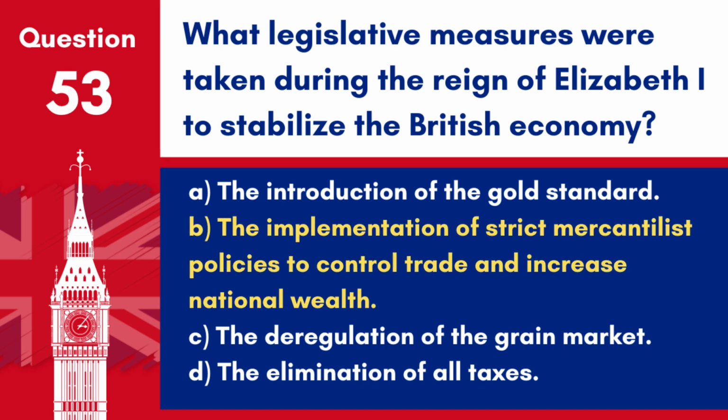Answer. B. The implementation of strict mercantilist policies to control trade and increase national wealth. Queen Elizabeth I's reign saw the enforcement of measures that aimed to strengthen the economy through mercantilism, bolstering England's position as a commercial and maritime power.